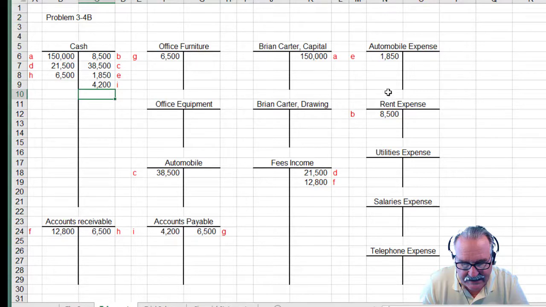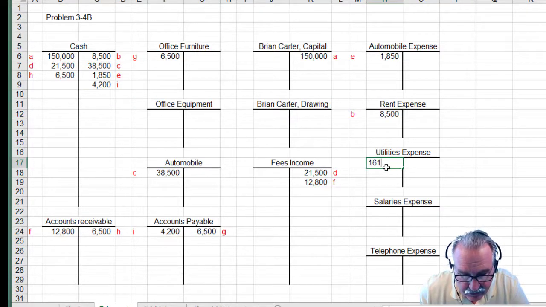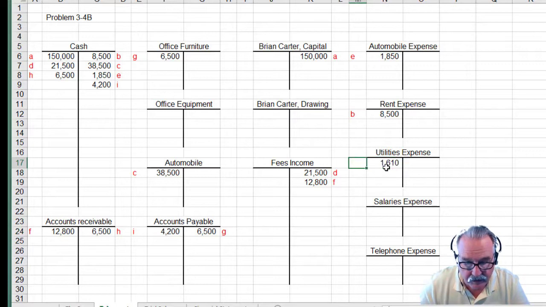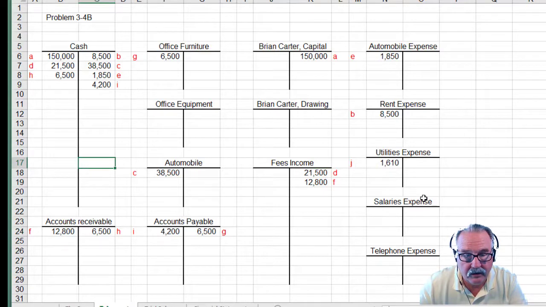Issued a check for $1,610. This is transaction J. And because we paid cash, cash is going down, that's a credit. Debit utilities expense and credit cash.